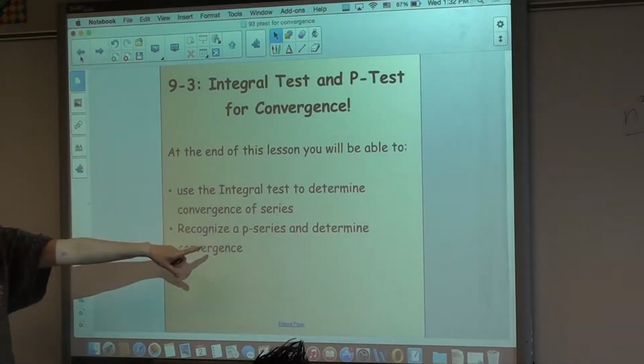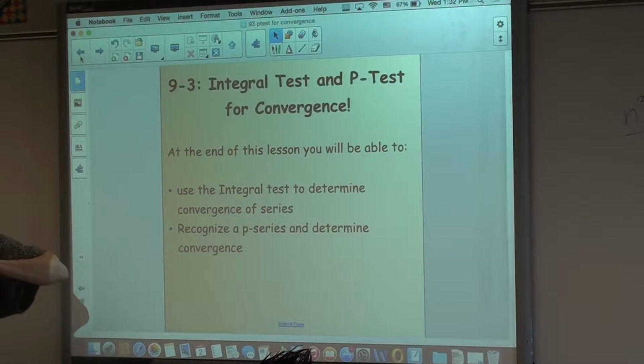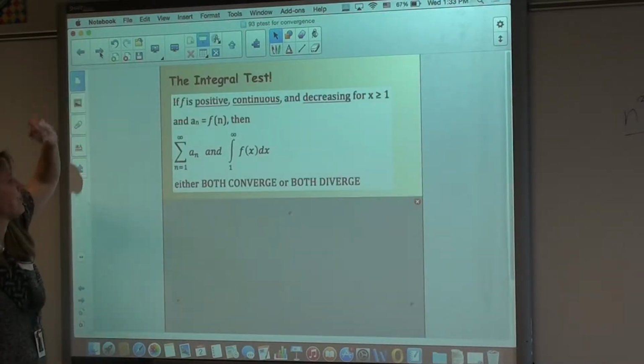By the way, what does your sheet say? It's technically called the p-series test for convergence. I never call it the p-series test. I always call it the p-test. So just get used to that.